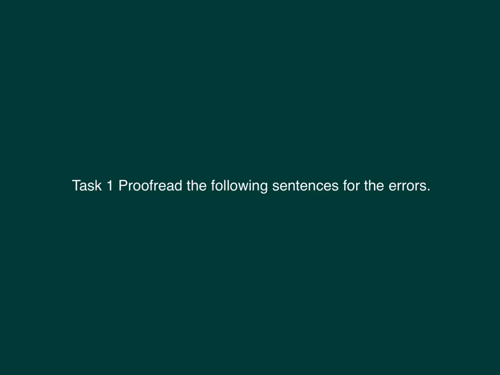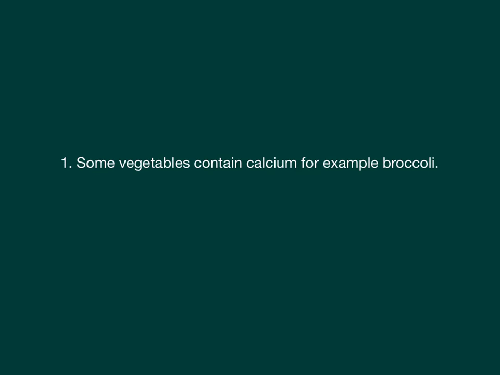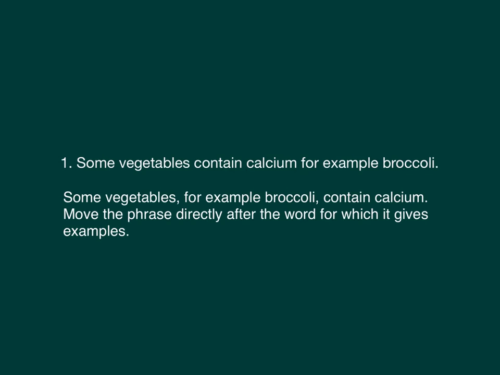Let's do some exercises together. Task 1. Proofread the following sentences for the errors. Question number 1. Some vegetables contain calcium, for example, broccoli. Let's pause for a moment so that you can work on this. The answer is on the next page. The answer is: some vegetables, for example, broccoli, contain calcium. You can move the phrase directly after the word for which it gives the examples.